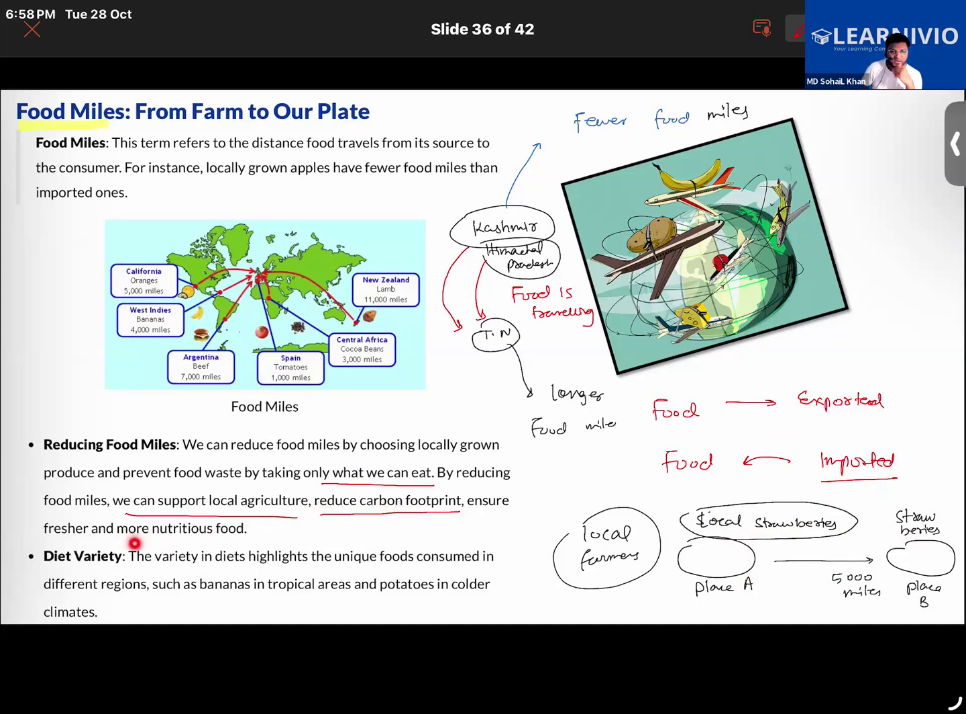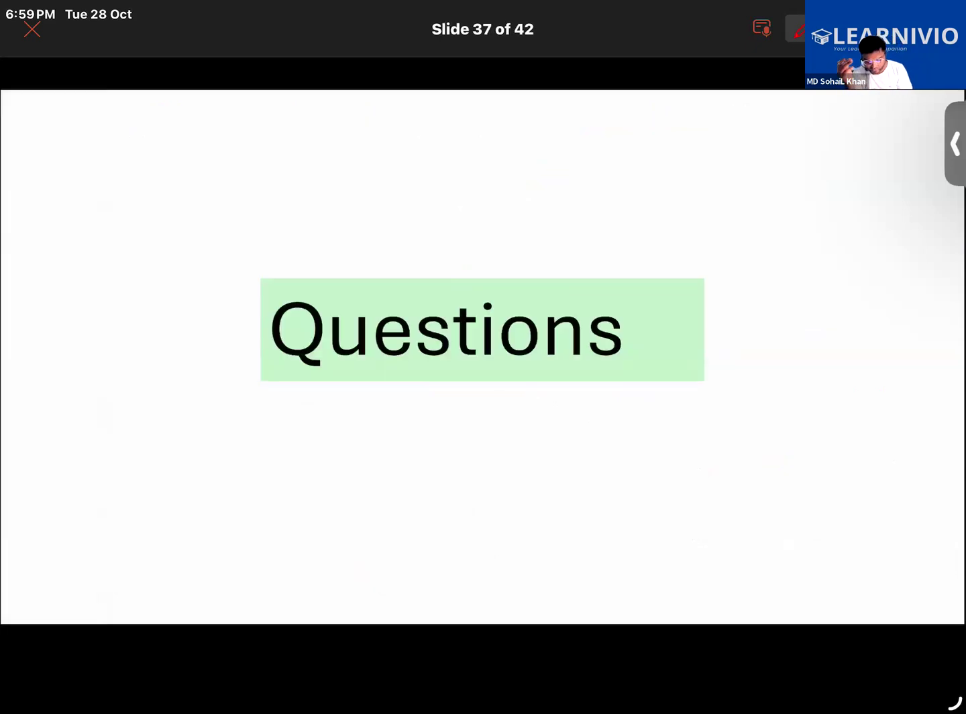Then we have another term, that is diet variety. So the variety in diets highlights the unique foods consumed in different regions. For example, in tropical areas, bananas are consumed in more quantity, while in colder climates, potatoes are consumed in more quantity. So that basically tells us about the variety in the diet of the people. It varies from place to place. It also depends upon the geography of that place. Like in tropical areas, the conditions are suitable for bananas to grow, while in colder areas, the conditions are suitable for potato to grow. That's the thing.